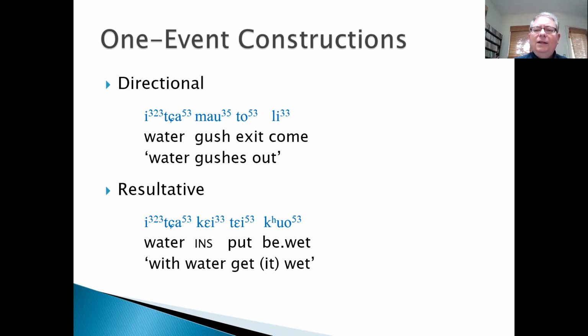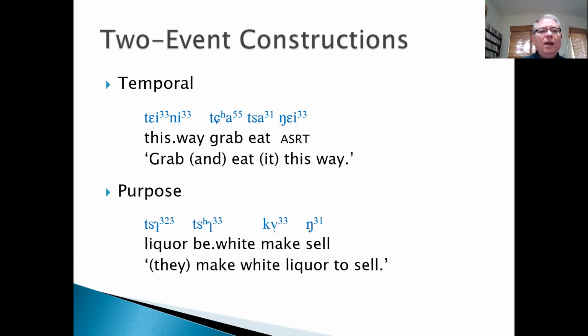If the last verb is a stative verb, so it's describing some state, then usually you're looking at some sort of resultative construction. So in this example below, we have "de guo." So de means to put, and guo means to be wet. So the idea is that you are putting something in water in order for it to become wet, right? So that's a single event that's happening, the making wet of something. So a resultative function.